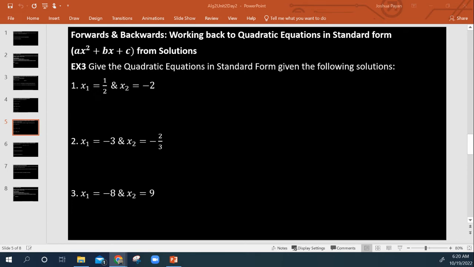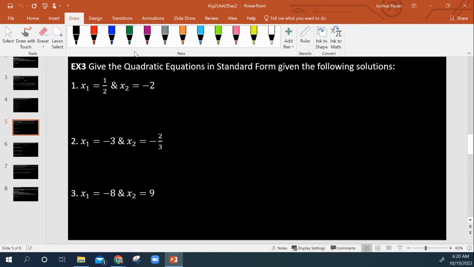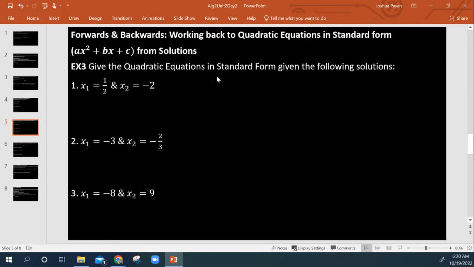Okay, so this will be an extension to our day 2 video. In this video, we're going to talk about two other things, basically working back from solutions to quadratics and also discussing how the roots of quadratics are also the x-intercepts to a quadratic function.